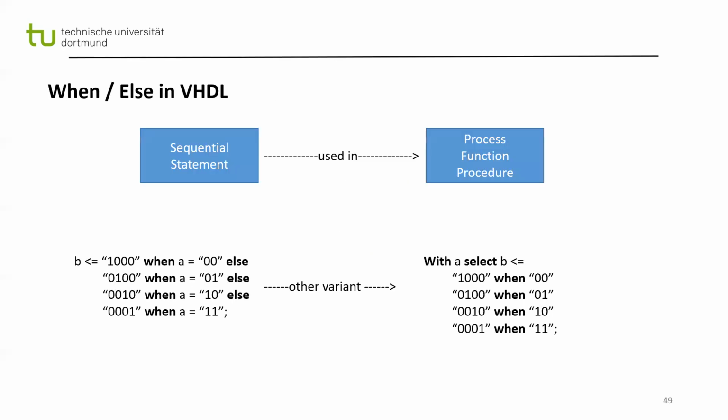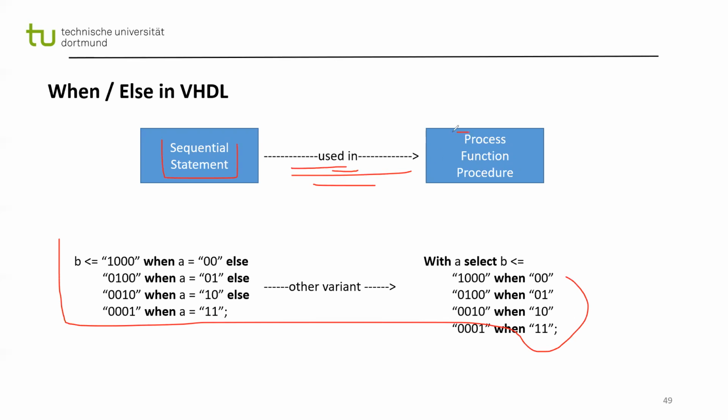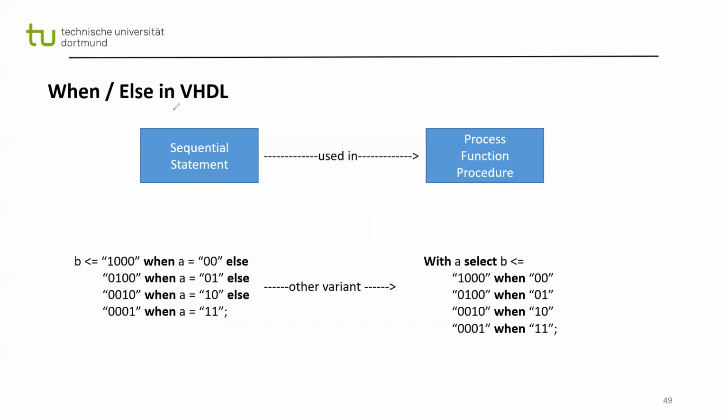Another sequential statement in VHDL is the when else. I just want to reiterate one point. Sequential statements such as those shown on this slide should always be used inside of a process, a function, or a procedure. A when else is basically the following.